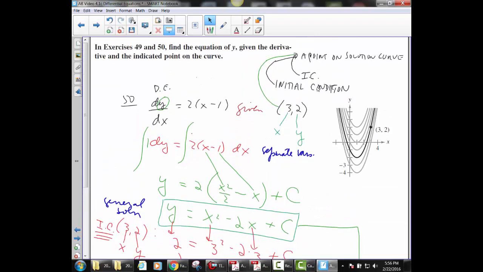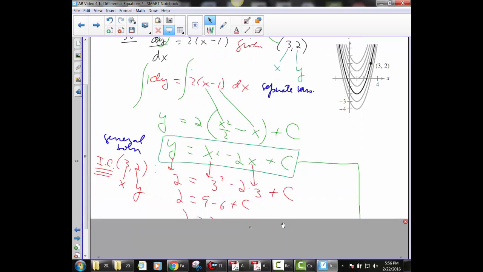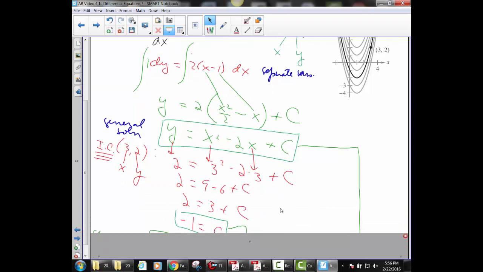So that is called an initial condition. A point on the solution curve is an initial condition. So I have x equals 3, y equals 2. I take that initial condition, I replace the y's by 2, I replace the x's by 3, and that will allow me to solve for c.